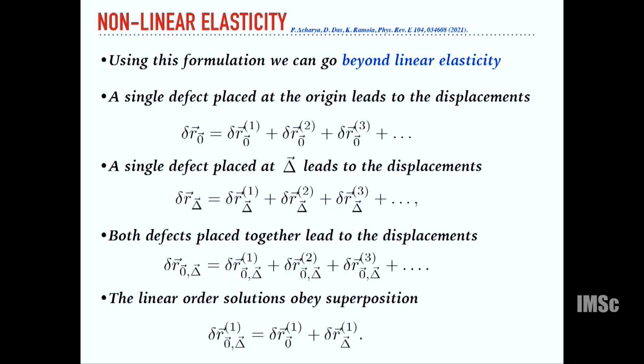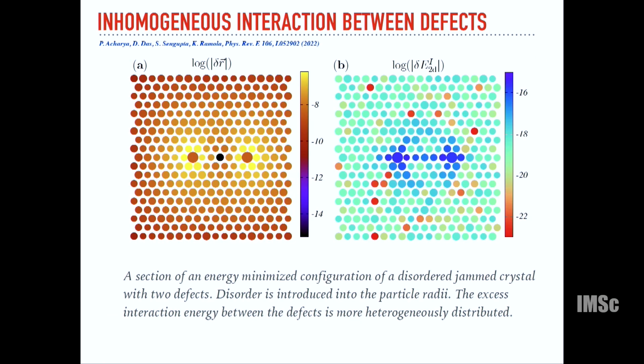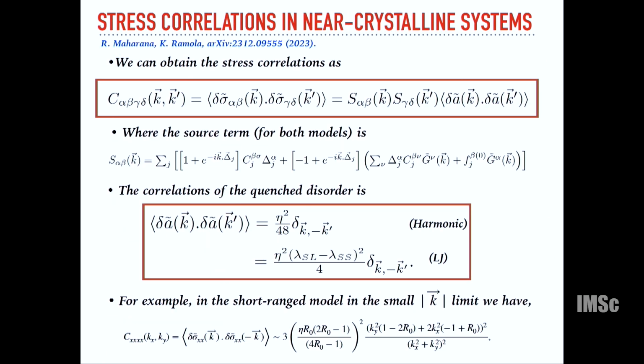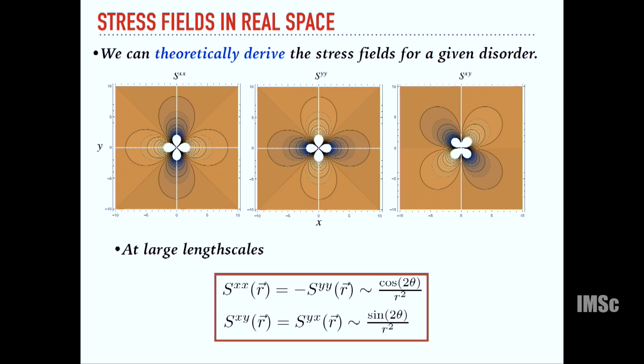You can also go all the way to looking at nonlinear elasticity corrections. I will skip over that, but linear elasticity predictions tell you that superposition of solutions is allowed, whereas if you do the full perturbation expansion at every order, you will see nonlinear corrections, so you can predict nonlinear corrections to elasticity, which I will not go into at this point. And you can go on and predict correlations between defects, interactions between defects, which exactly match because of this theory at near disorder.